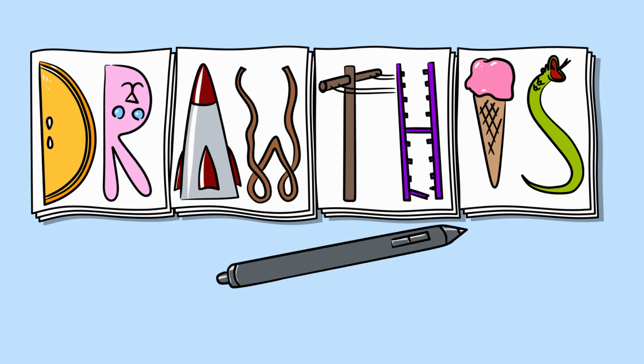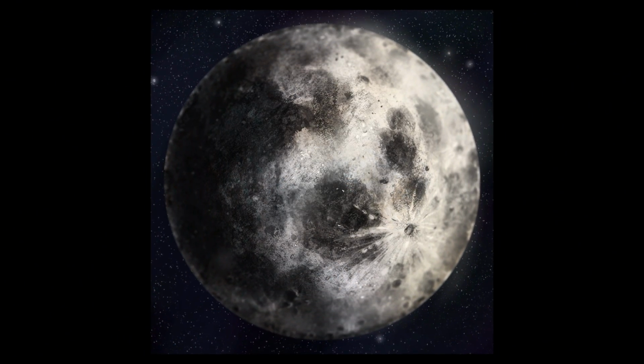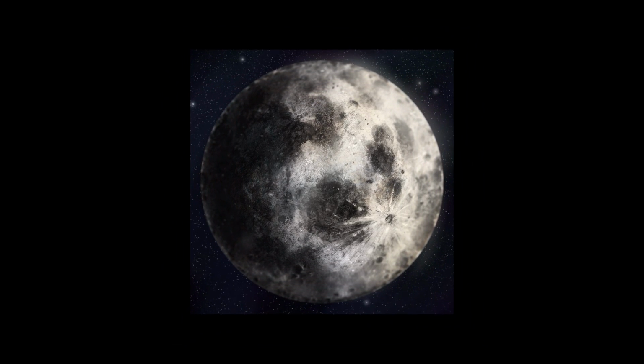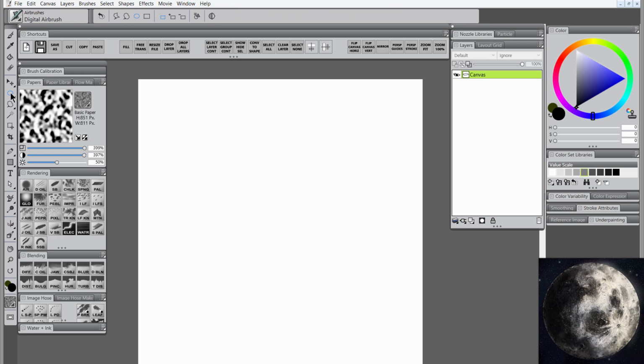Welcome to Draw This. In this episode, we're going to draw a moon. So let's go ahead and get started. I'm going to be using Corel Painter 2015 and Photoshop today. We'll go ahead and start with the oval selection tool.